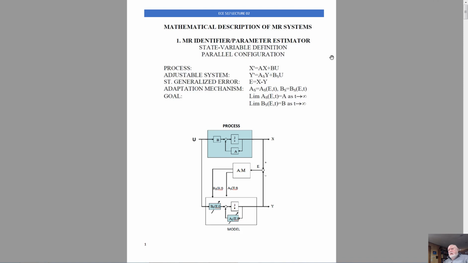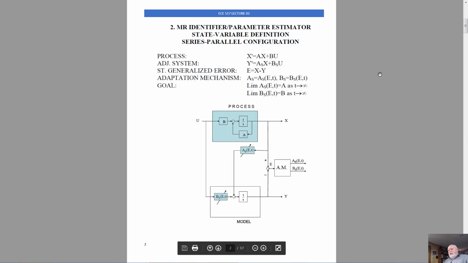The next what we will do, we will consider model reference identifier or parameter estimator in state variable definition, but this time it will be a series parallel configuration. Why do we have to switch, consider in one case parallel configuration, in another case series parallel configuration? It depends on our ability to monitor specific state variables in the system.